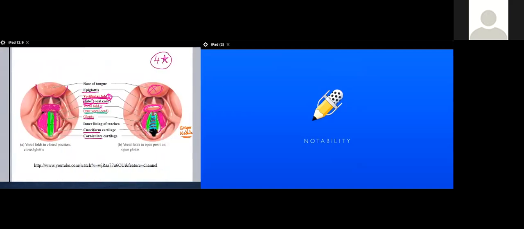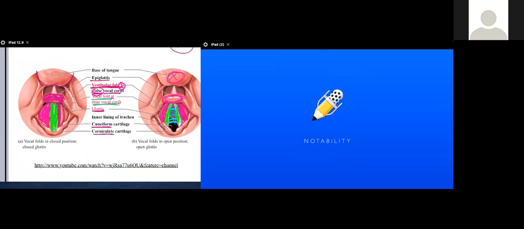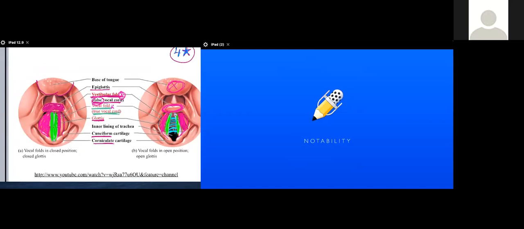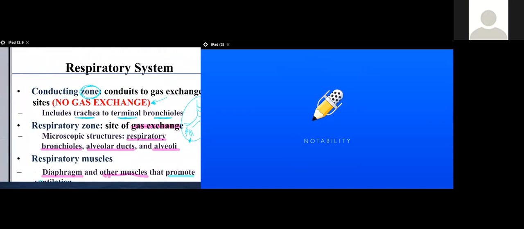Another 4 stars to 5 stars diagram. Again, all markings on the diagram here are going to be highly important for us. Vestibular folds, vocal folds, true and false vocal cords. Those are two names for the vestibular fold and the vocal fold. Glottis, trachea, cuneiform, corniculate cartilages, all of them are going to be important for us. A 4 stars diagram.